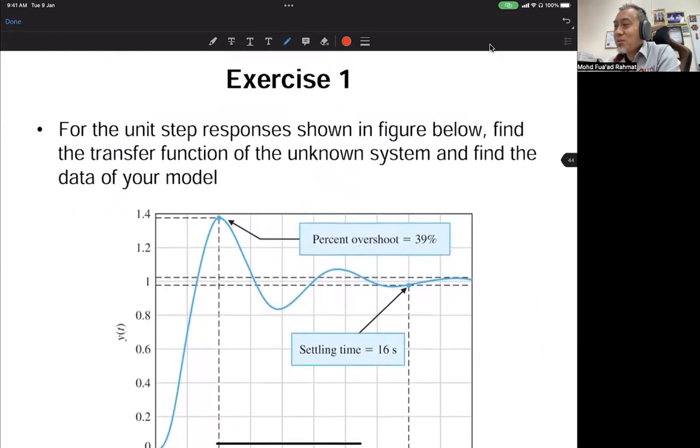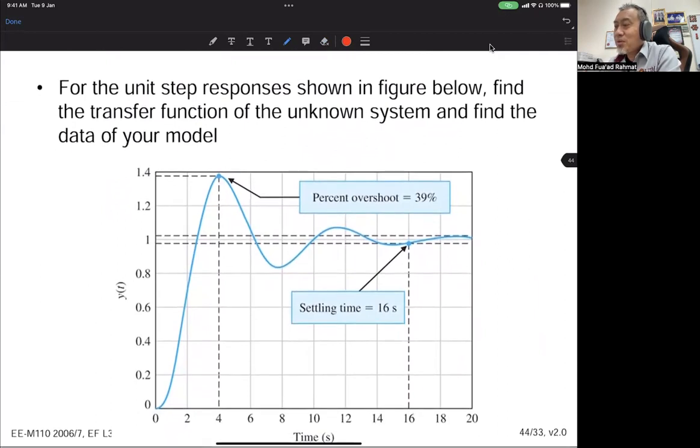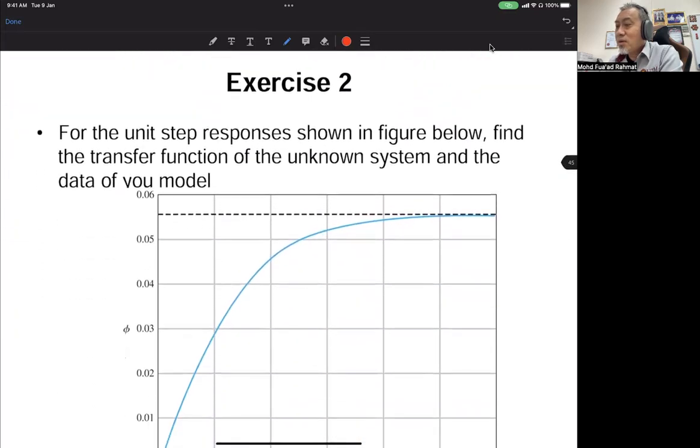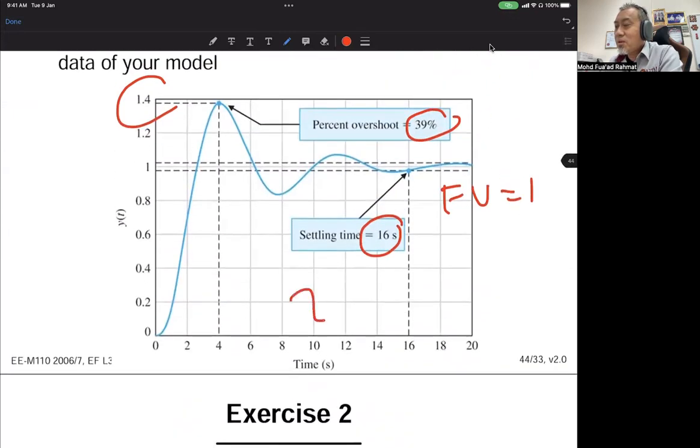So this is some exercise for you. I took it from the test, to share so that you know what test one will be like. Overshoot is 39% and settling time 16 seconds is given. I think the final value is 1, and then this one is 1.4. So this one as well. I think this one is first order, so you can do it by yourself. This one is second order.